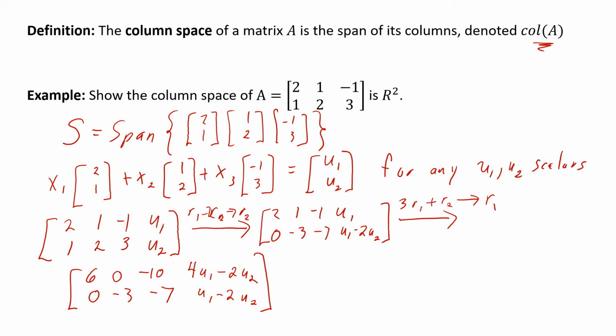Now, what is this telling us? Well, it's telling us that we have a solution to every possibility. No matter what you put in there for u1 and u2, you have a solution for it because you have a pivot in all the rows. So the column space is equal to R2. No matter what you choose for u1 and u2, this is going to give you a solution. In fact, it's going to give you an infinite number of solutions.